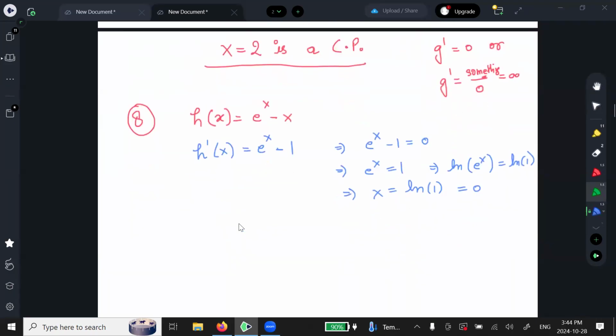So for questions like this, don't panic. You can apply natural log and be done with it. x equals 0 is a critical point. Now these are the two special functions that I wanted to talk about. Number 9 is very important, but it's just conceptual. So just make sure you know that.